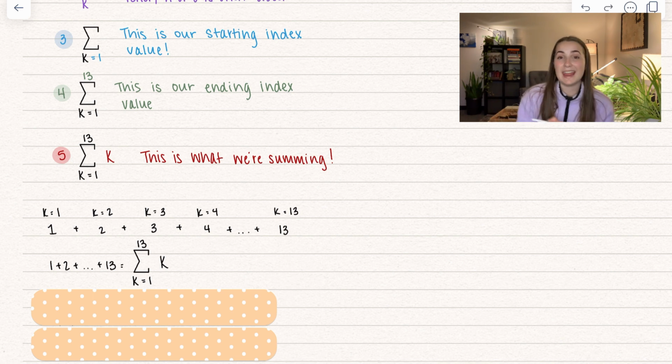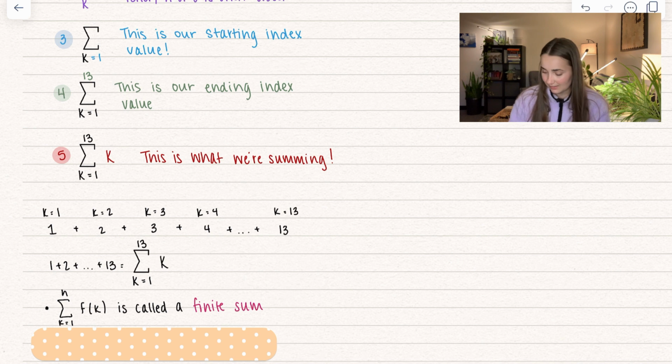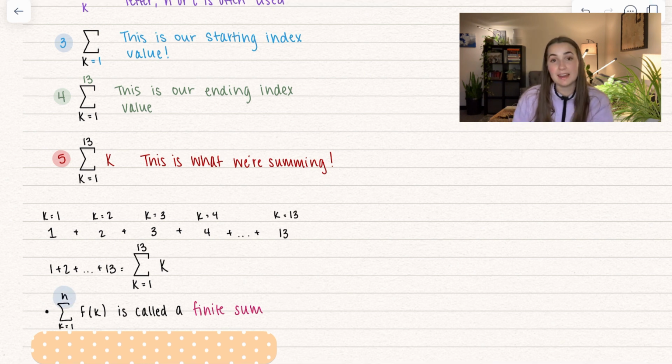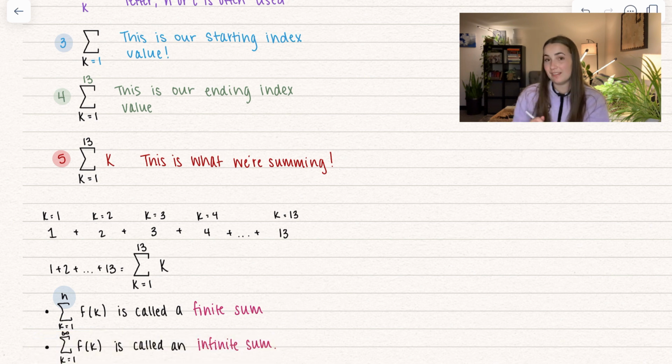So when we have an ending value of 13, that is called a finite sum. So when we have an actual finite number that we end at, it's called a finite sum, right? We can also have an infinite sum, and it's when we don't have a finite number we're ending at, the addition's going on forever and forever.